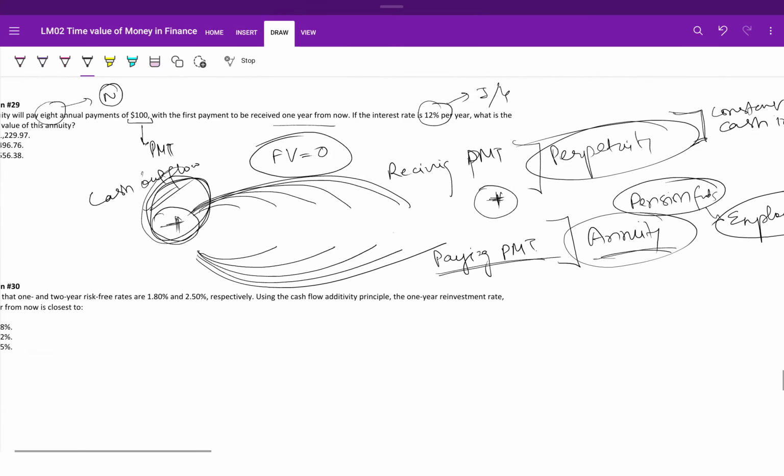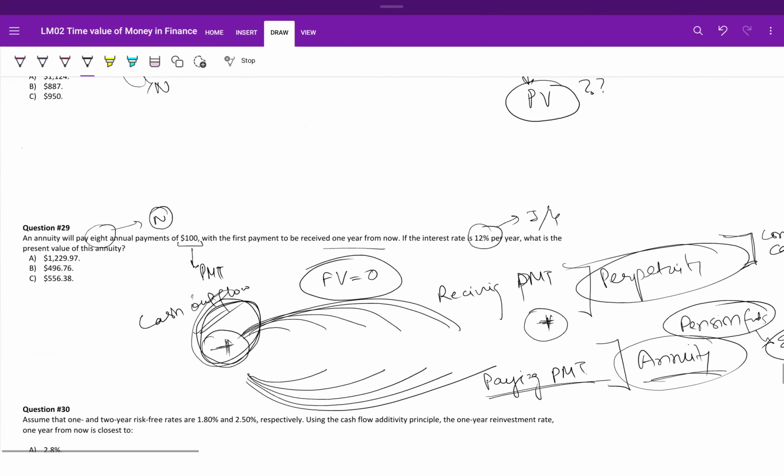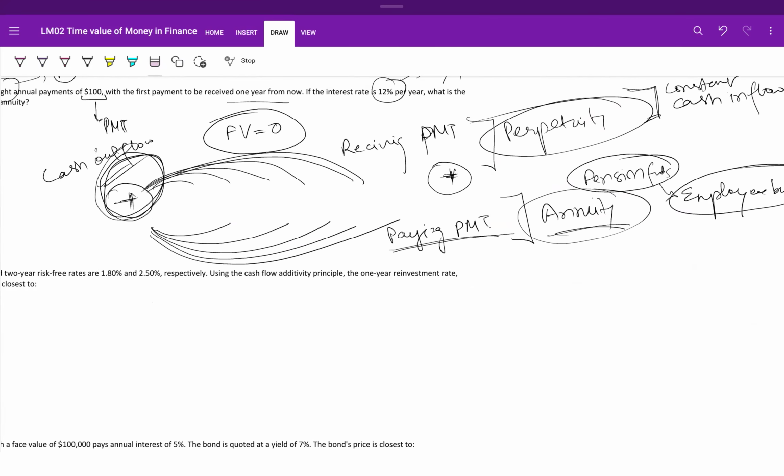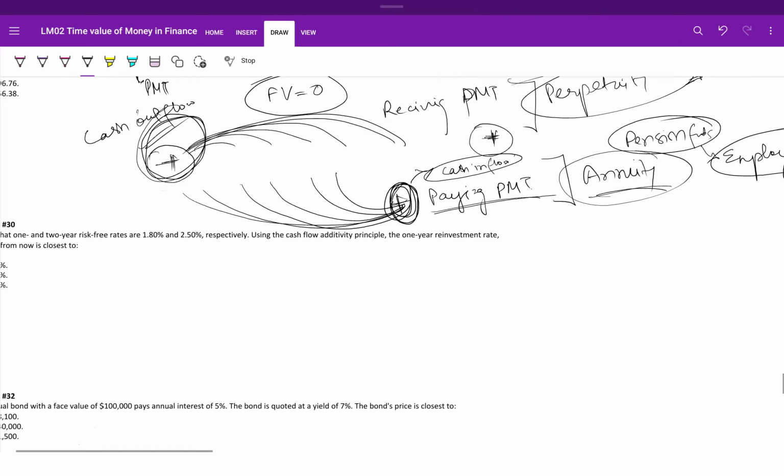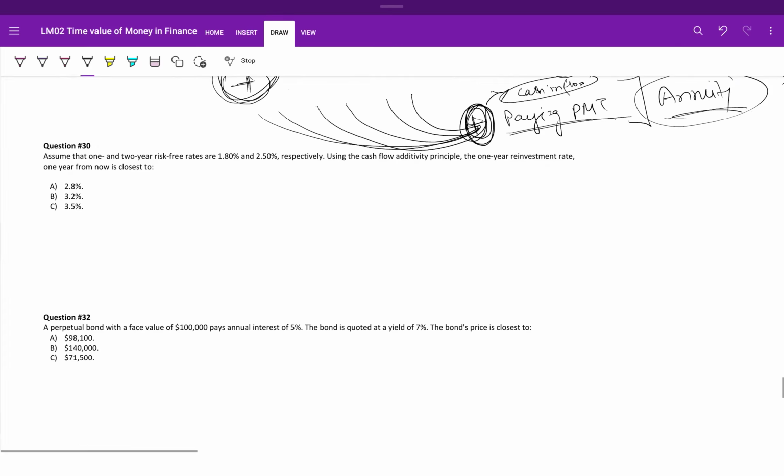This should be opposite, I think. Let me just remove it. So in annuity, you are receiving a lump sum, a big amount. This is what you are going to receive at the end of the year. So this is a cash inflow. So always understand the difference. Always understand the question before you start answering questions.